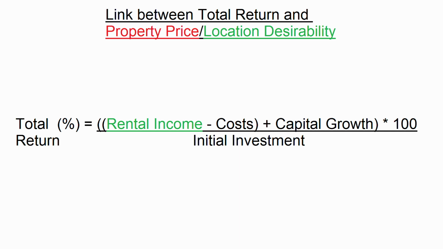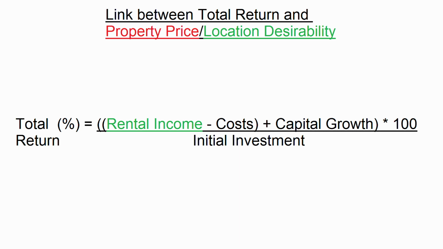For a given property type or size, the more desirable an area is, the more rent that people will pay to live there. Therefore, rental income is influenced by location desirability. Next, we have the costs associated with renting out a property. Once again, these are generally similar for properties which are a given size or type. Location desirability and property price would have a small influence here.